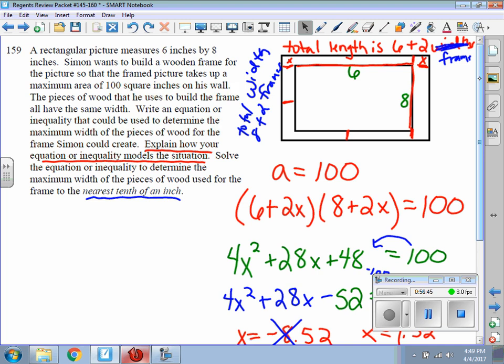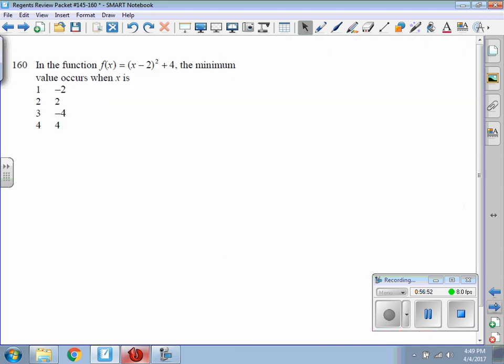And the last question, I threw this one in right at the end because it seemed so easy. In the function, the minimum value. Hey, that button I kept accidentally hitting, that said minimum. So this is just going to be a calculator question. Let's do this super fast.